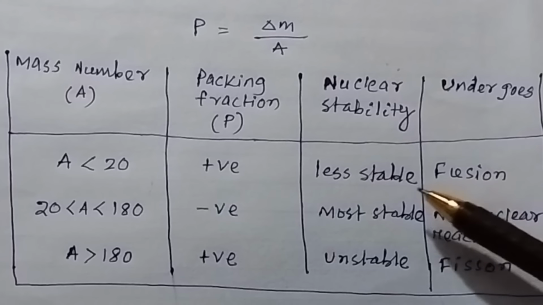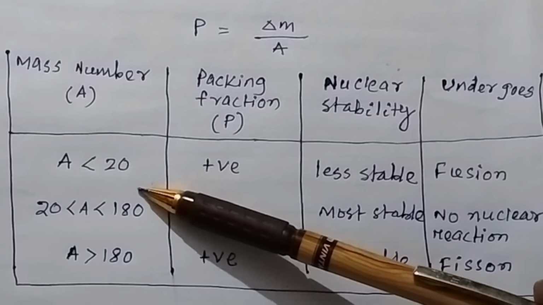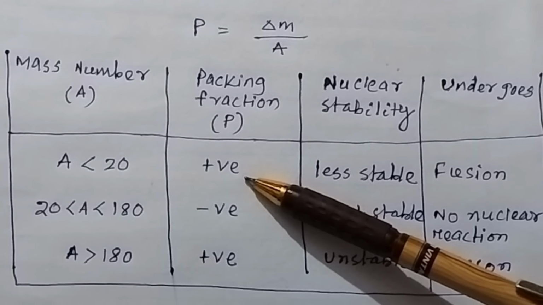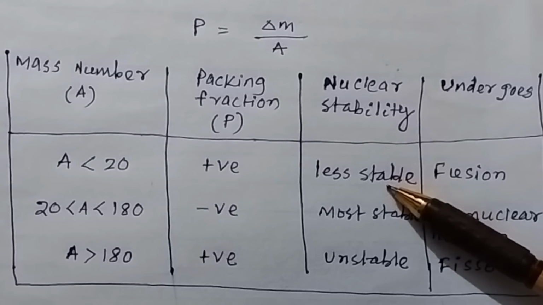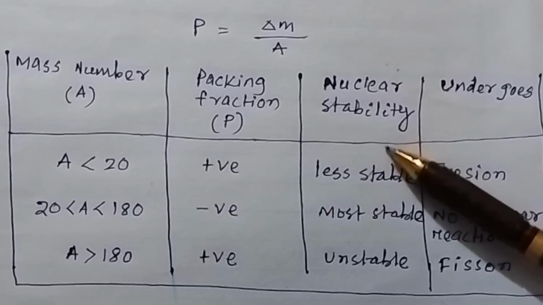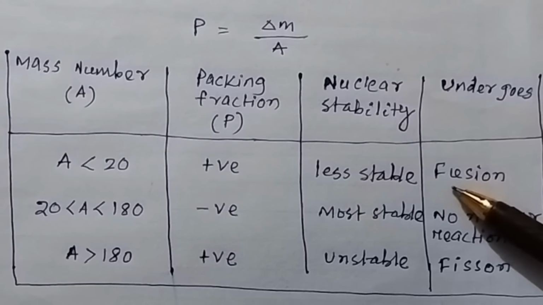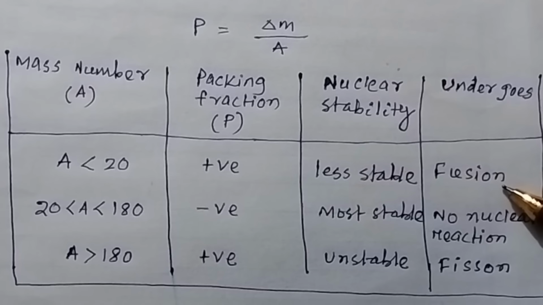So you have to remember it. If the mass number is less than 20, packing fraction is positive, the stability of the nucleus is less, and the nucleus undergoes fusion reaction.